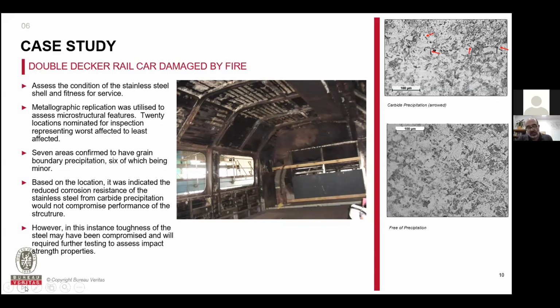They identified about 20 locations for us to look at, and we did the metallographic replication technique. In some areas, which I think are in the photos here, you saw carbide precipitation, and in other areas there wasn't. We were tasked with assessing whether it was fit for purpose, and from our perspective, the carbide precipitation wasn't going to affect the corrosion performance of the rail car, but potentially it could have an influence on the mechanical properties of that structure, namely the impact strength. So there was a bit more work to be done by the owner of that asset to assess its fitness for purpose.